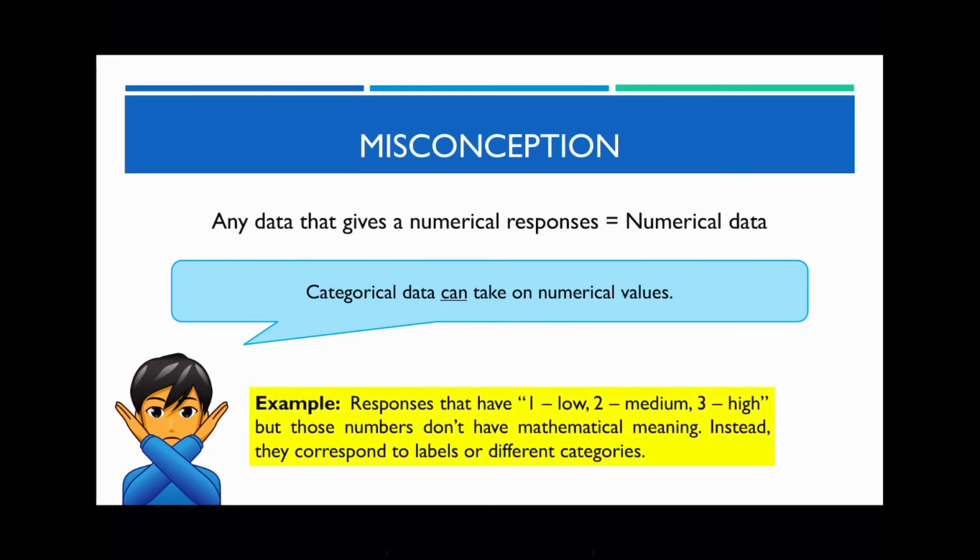So an example is responses that have 1 low, 2 medium, 3 high. That is an example of categorical data, and the reason is that those particular numbers don't really have a mathematical meaning. Instead, those numbers correspond to a label or to different categories. As a result, this is an example of categorical data, although it uses numerical values.